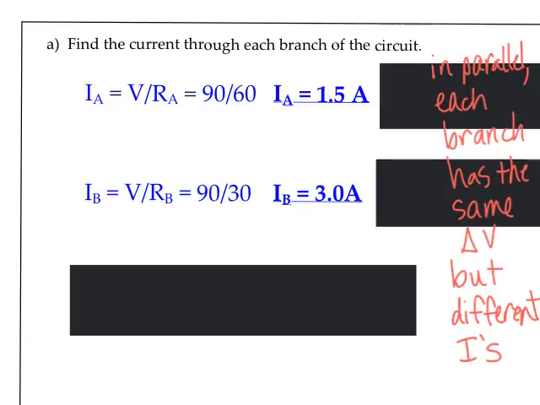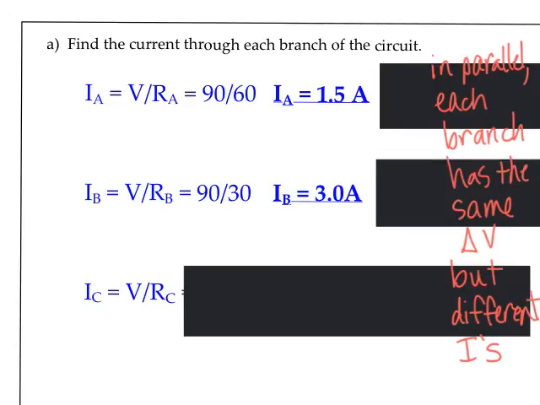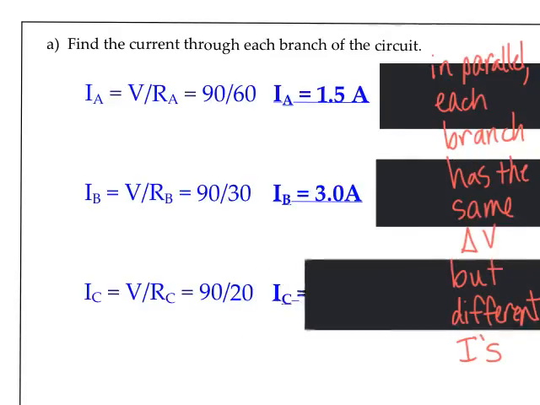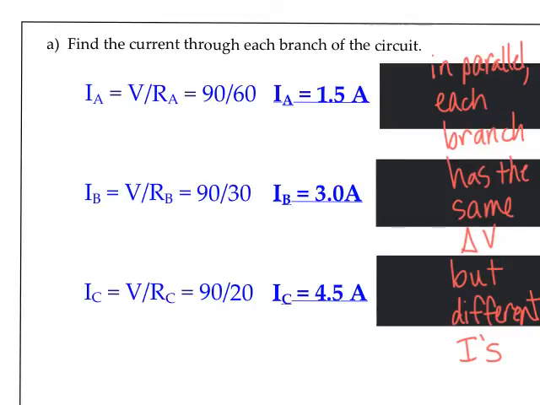So see if you can follow the pattern and find out what the current is for branch C. Pause the video and come back and check your answer and see if you got this correct. Okay, so you should have plugged in 90 over 20, and that tells us that branch C has 4.5 amps. You should also notice that the larger the resistance, the smaller the current, and the opposite is true. The smaller the resistance, the larger the current. They are inverses of each other because the voltage is remaining constant.